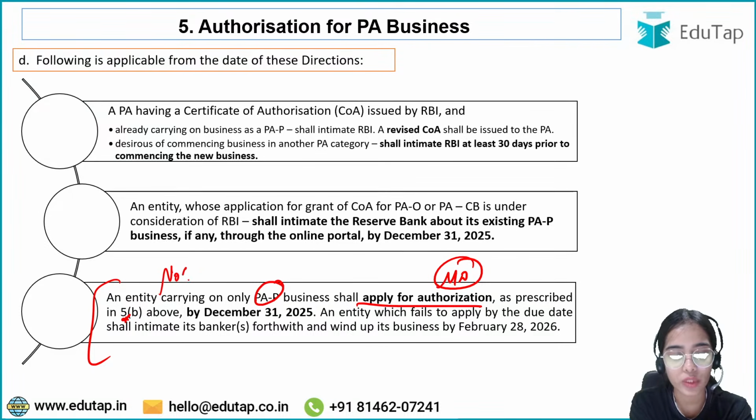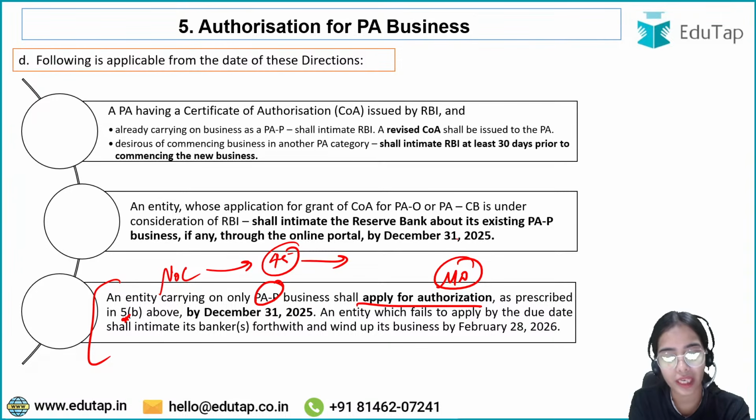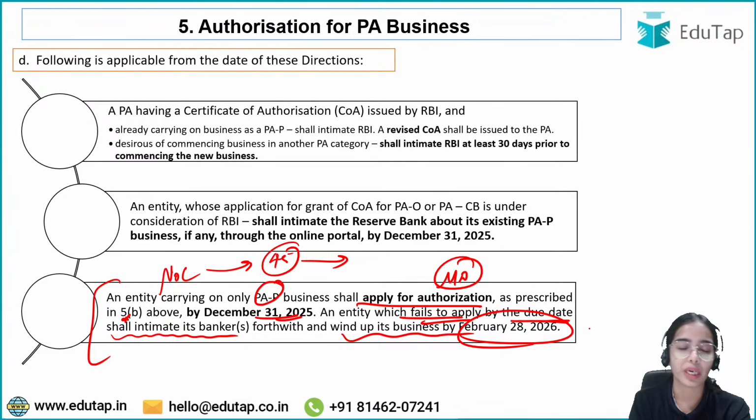You have to take the NOC. After that, within 45 days, intimate the RBI. Okay, by December 31st, 2025, you have to do so. If you fail to apply by the due date, you shall intimate the bank and wind up your business by February 28, 2026.